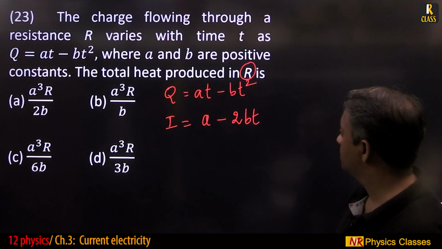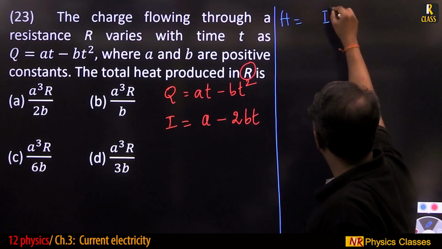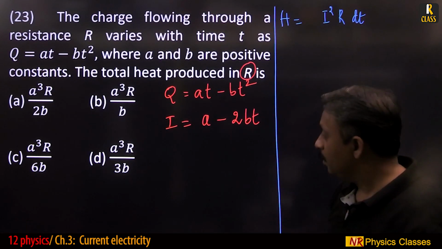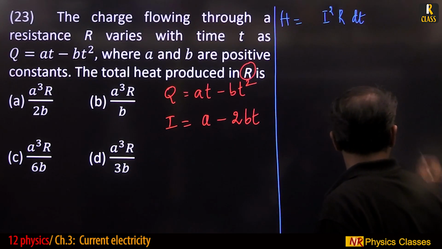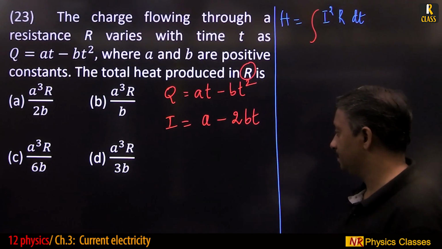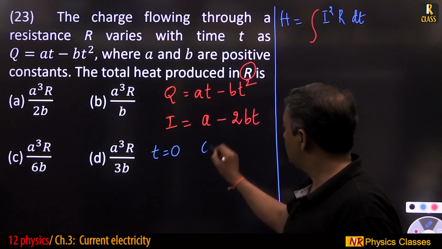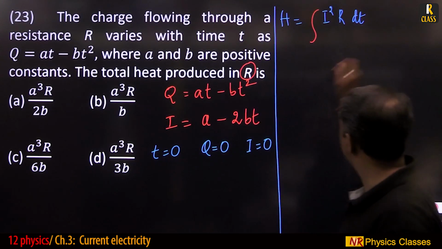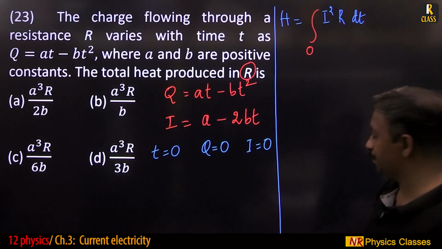Now, heat energy is I square R into t. So dt is a small interval of time, because this current depends on time. To find out total heat energy, integration. And we have to find the limits of integration. At time t equal to 0, Q equal to 0, and then current is also equal to 0. So 0 is the lower limit.